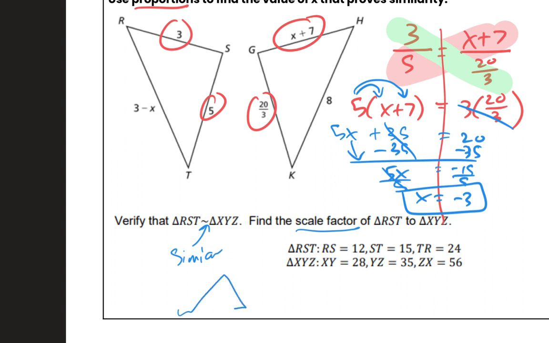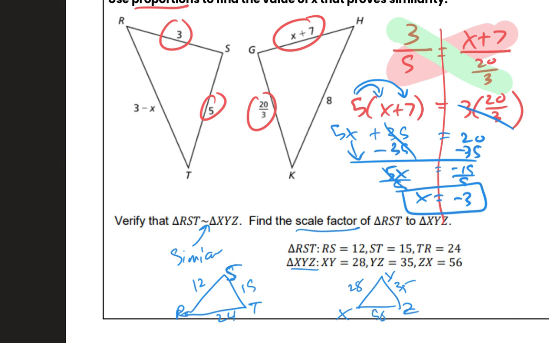RST, and XYZ. And we know it's the same way because R has to be the first one on each, S has to be the S and Y, and then T and Z, right? So RS is 12, ST is 15, and TR is 24. XY is 28, YZ is 35, and ZX is 56.